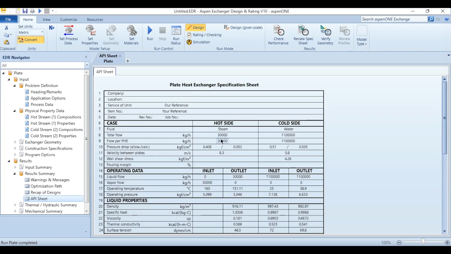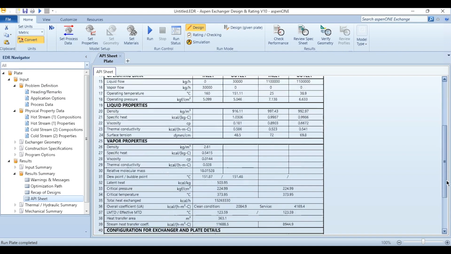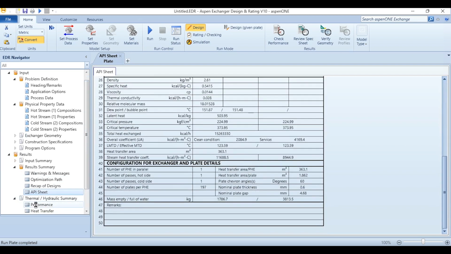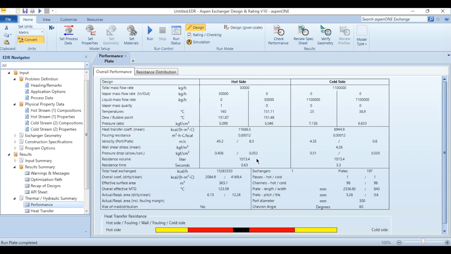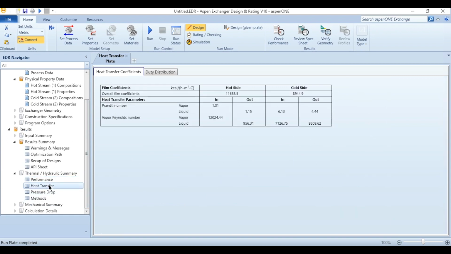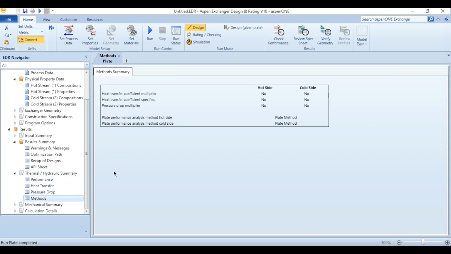Total flow rate, pressure drop, velocity between the plates, fouling margin, and every piece of information is filled in over here in the system. Then going to the thermal hydraulic summary, the performance of the plate and frame heat exchanger is given here. The risk of maldistribution is no, which is very good. Velocities and residence volume are given as well. The heat transfer, Prandtl number, and Reynolds number are also given. Then the pressure drop and the method used, which is the plate method, has been used in the system.